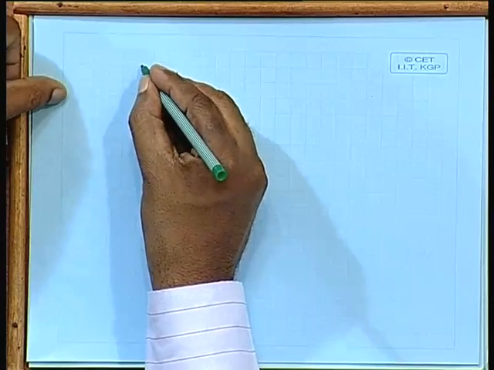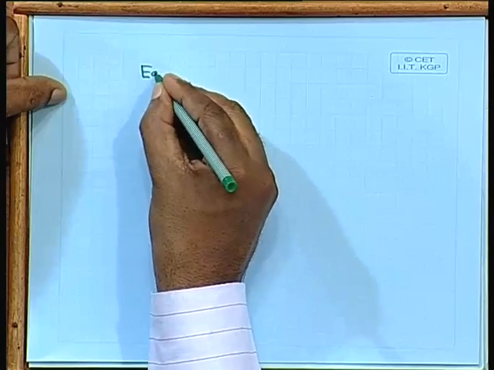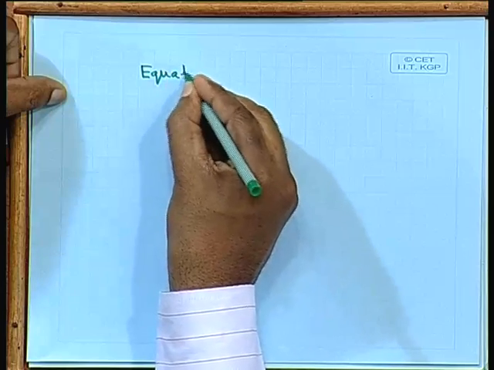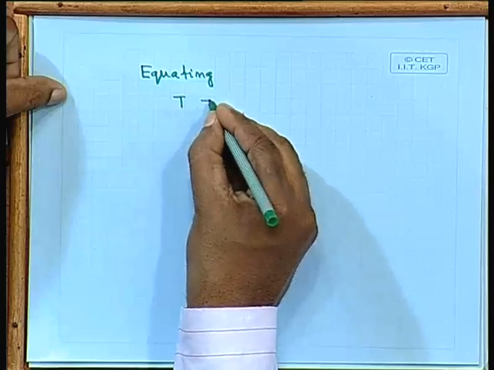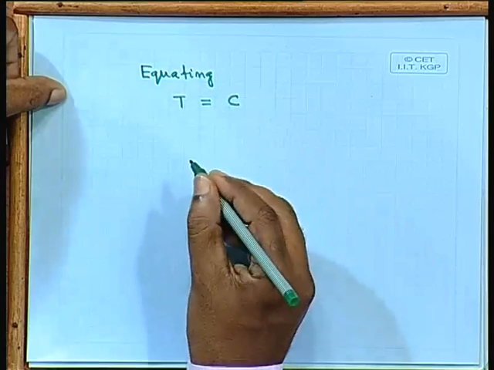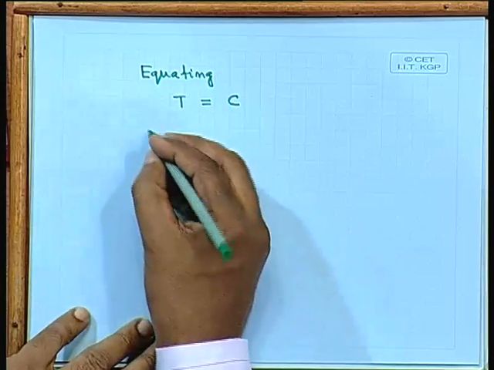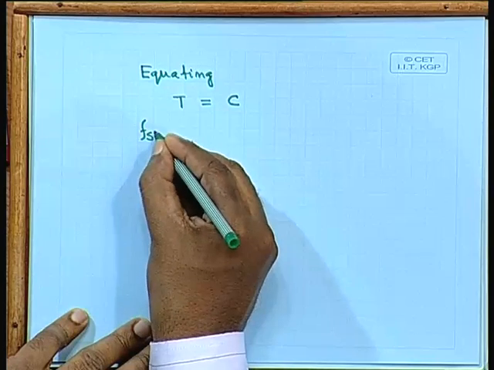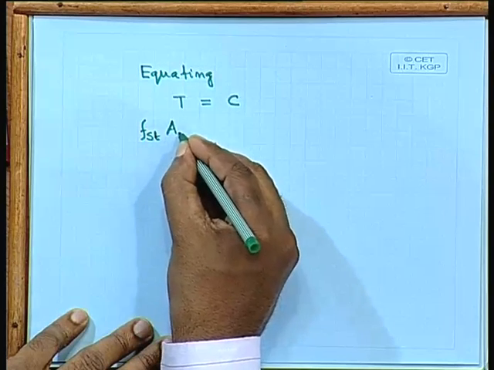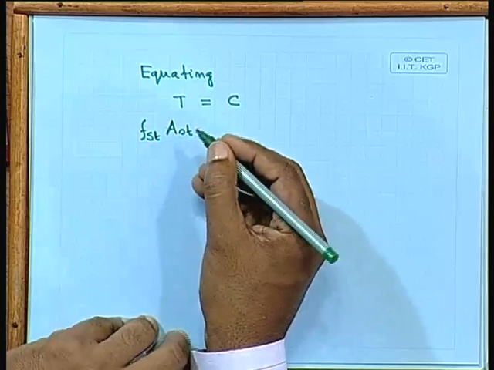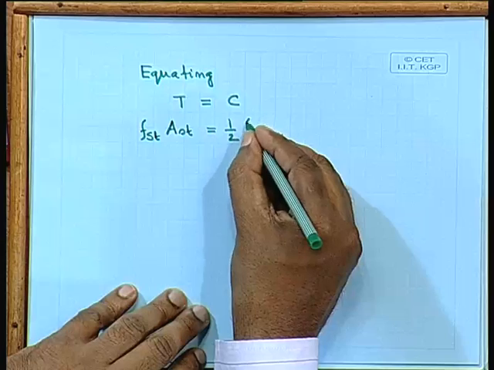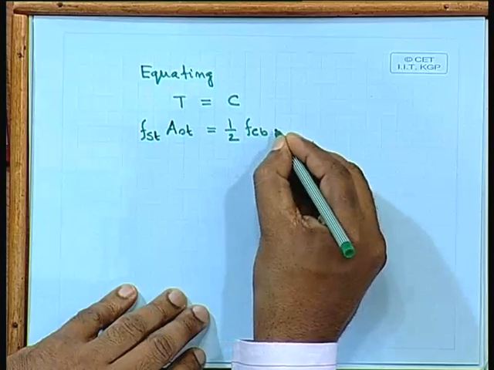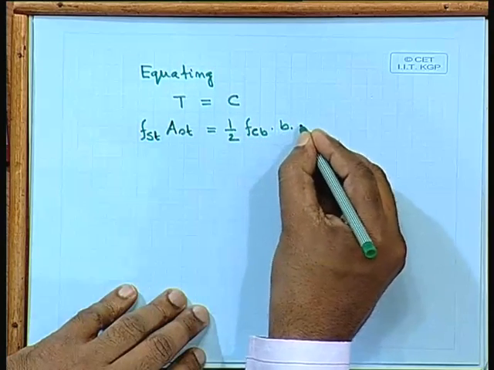The other one we can consider is that we can equate the tensile force and compression force. So, T equal to C. So, we can write down fst, stress in steel, times area of steel, that one equal to half fcb b kd.